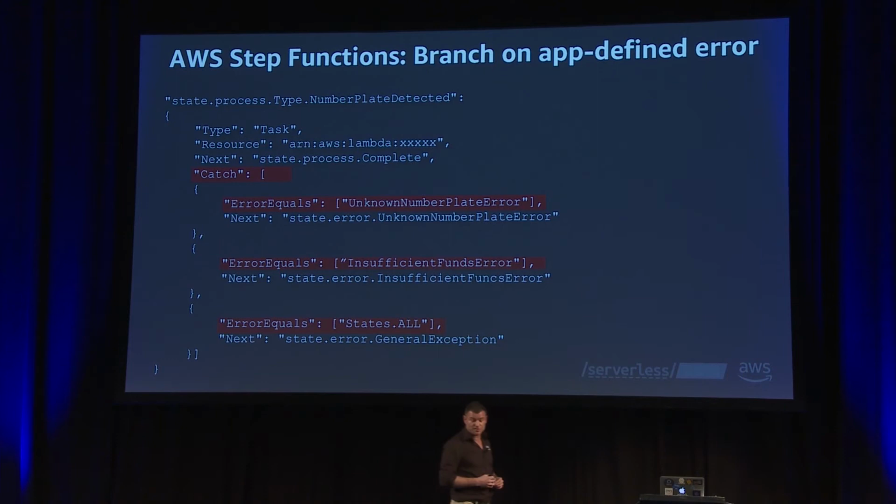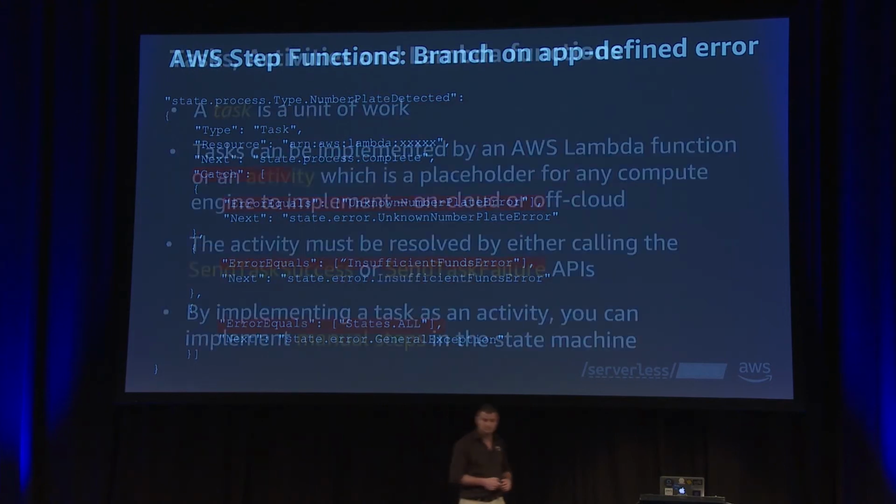If the error happens to be insufficient funds error, then it'll branch into the insufficient funds state. And then finally, notice how we define a catch-all. States.all is a predefined keyword that basically is the same as default in a switch statement. So that would then drop down into general exception.